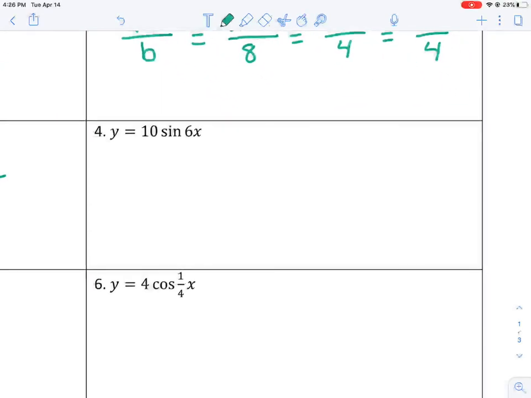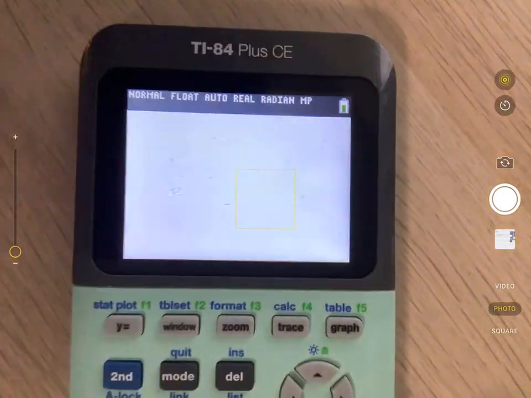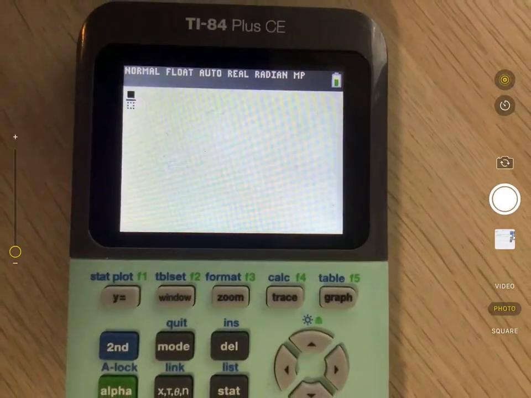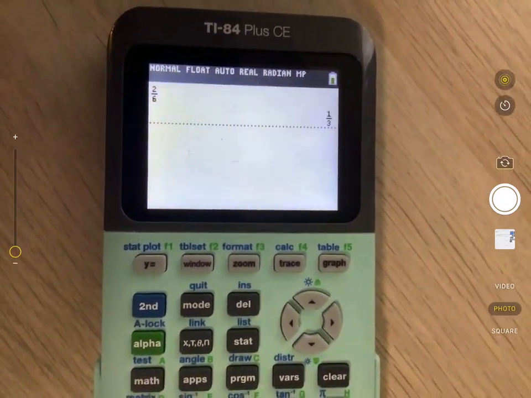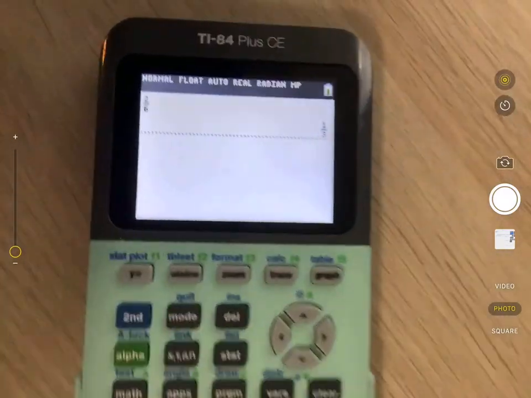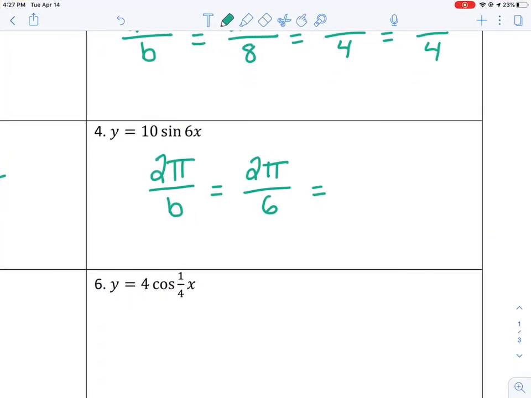Number 4, again, your period is 2 pi over b. So in this case, it's 2 pi over 6, and we need to reduce that. And if you're not sure what that reduces to, let's do it in our calculator. Doing 2 over 6, again, not putting in the pi, just putting in that fraction, and I get 1/3. So you can write it, and what some of you guys are doing is 1/3 pi. Yes, that's correct, but that's not how you're going to see it.